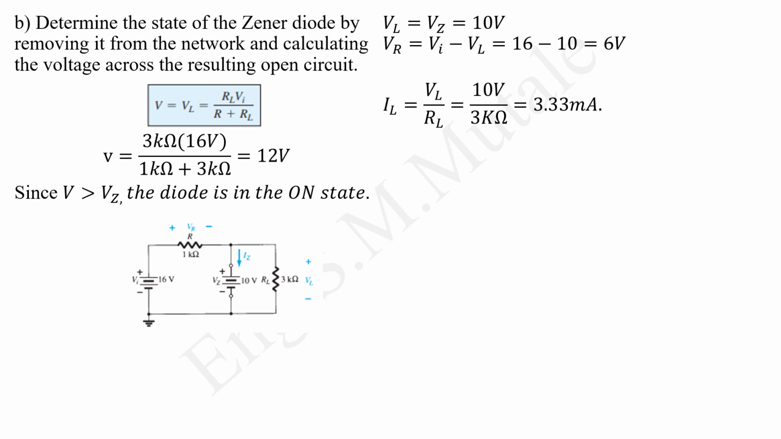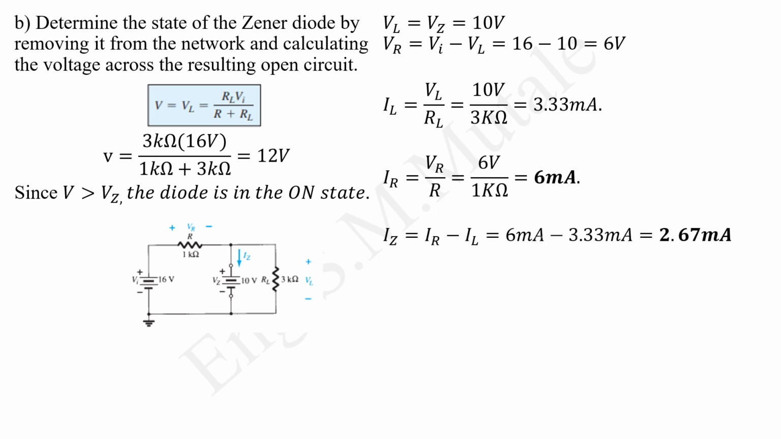IL, the current passing through the load, is basically the voltage on the load divided by the resistor. If you substitute there, you're going to have that value. Then IR, the current passing through the resistor, is VR over R. When you do the substitutions, you're going to have that. Then you can calculate the current passing through the Zener, because IZ is basically IR minus IL. Then we can easily calculate the power on the Zener, which is the voltage on the Zener times the current on the Zener. The voltage on the Zener we know is 10 volts, and the current is the one we calculated. When you multiply, you're going to have that as your power on the Zener.